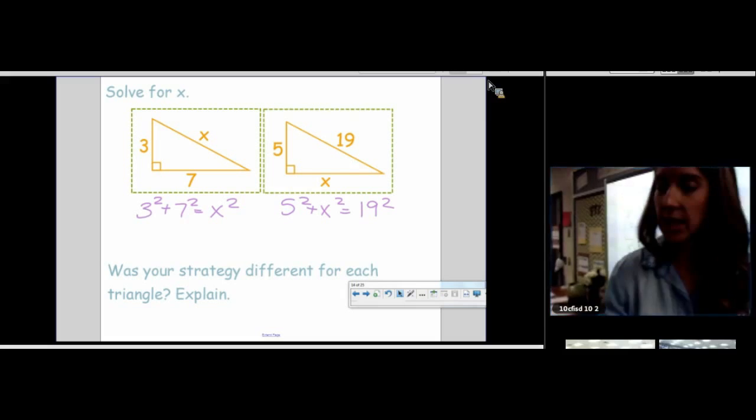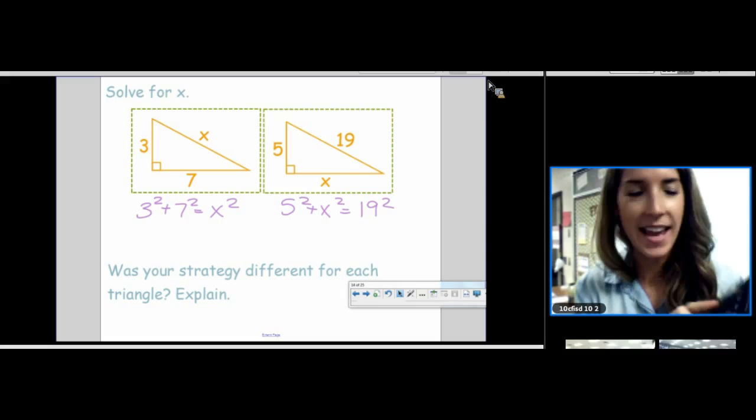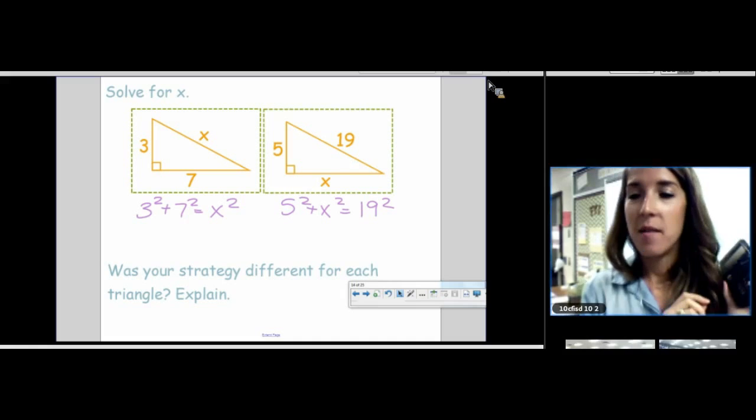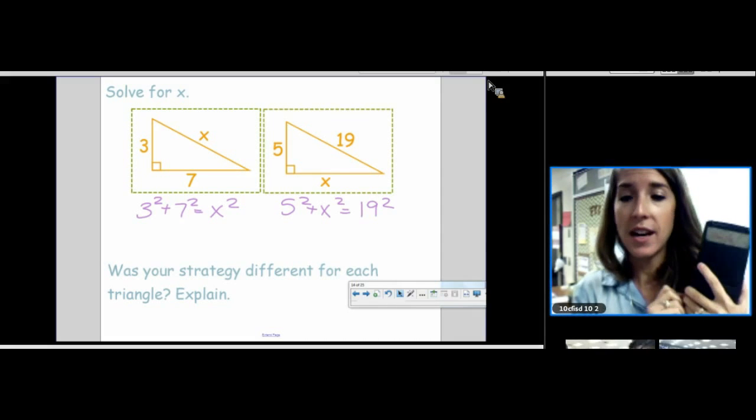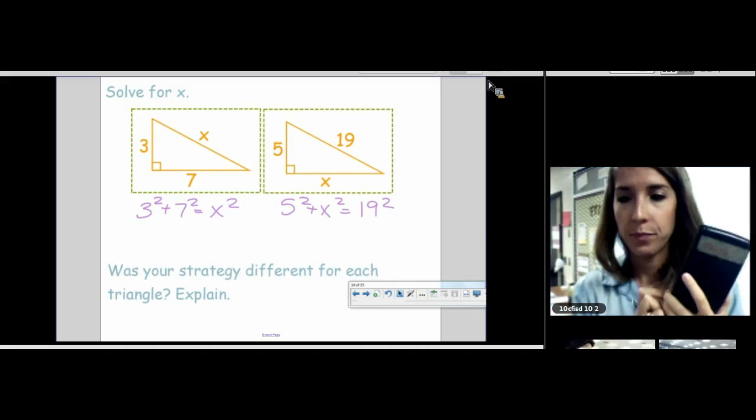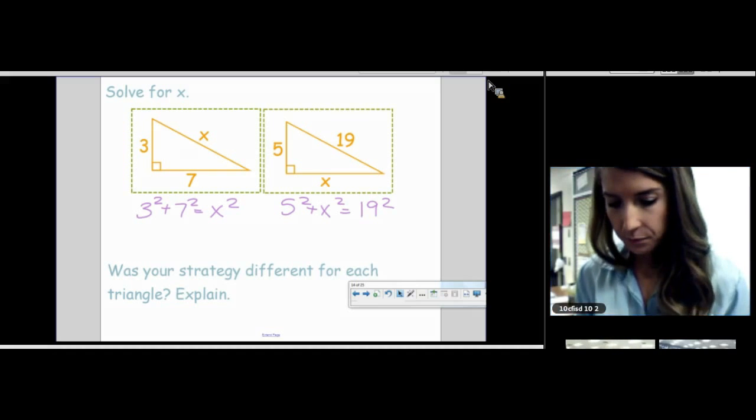Now, today it is very important that you have a calculator. Sorry, mine's really old. It's like ancient. It's from high school. While we're doing distance formula and Pythagorean theorem, you'll need a calculator every day. All right, so let's finish these off.